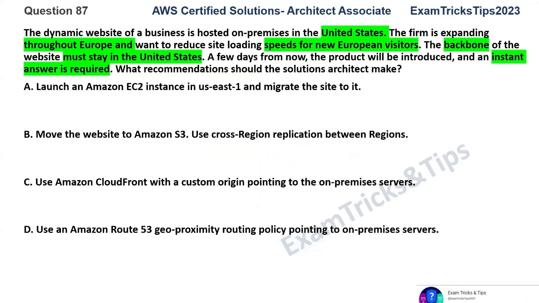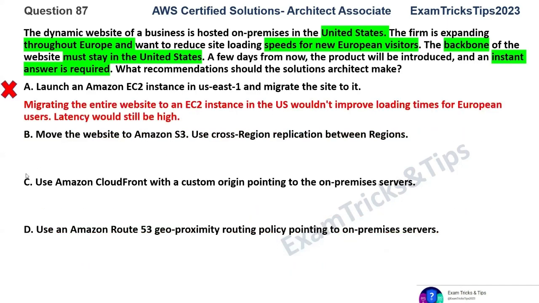So option A says launch an EC2 instance in US East 1 and migrate the site to it. Now, if you're talking about migrating the entire website to an EC2 instance, it first of all wouldn't improve loading time for European users. So latency will still be high. The main problem that we have here is the European users will try to access this US website and will currently have latency. And whether you deploy it in EC2 or somewhere else, as long as it's in US, because of the geographical distance, there will be latency for European users. So option A is absolutely wrong.